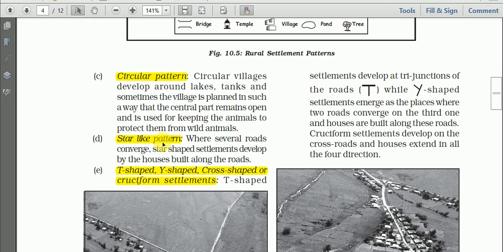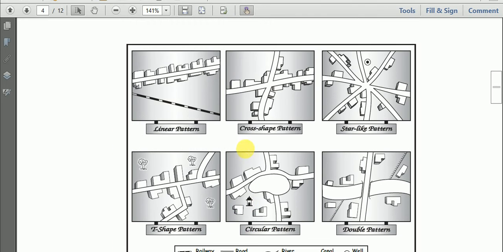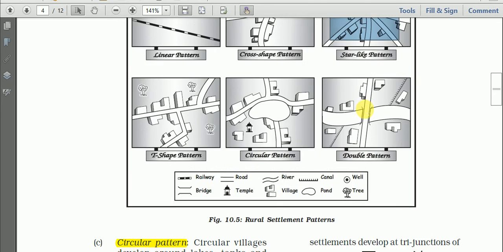And next we have the star-like pattern, where several roads converge. Star-shaped settlement is developed by the houses built along the roads. Let us see the diagram. See, star-like pattern. In this case, the roads converge from different directions, as you see here, and the houses are built along these roads. So these are the roads converging at a particular point, and along the roads houses are constructed. This is what I call star-like pattern.